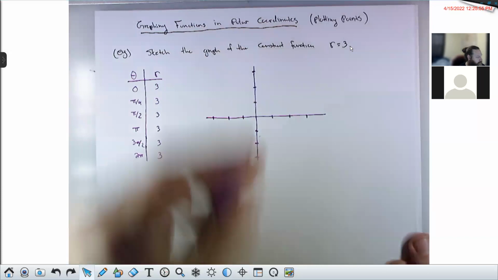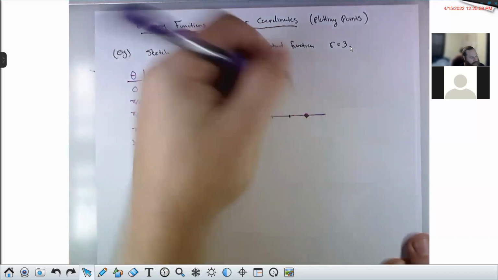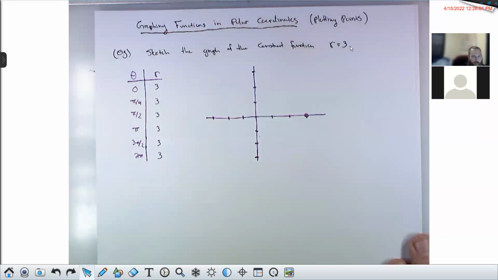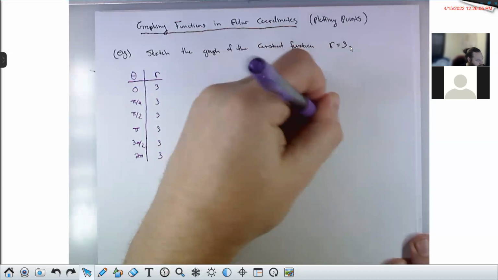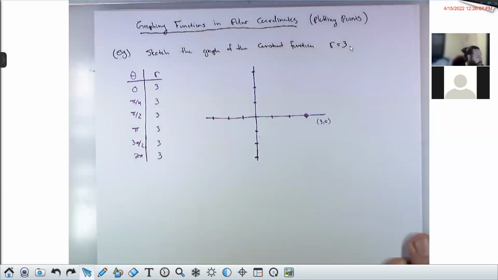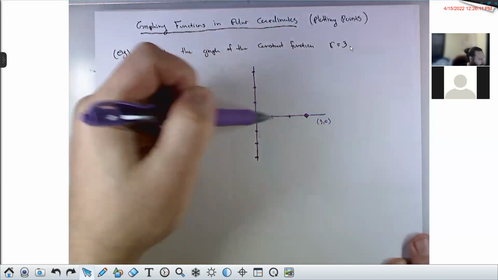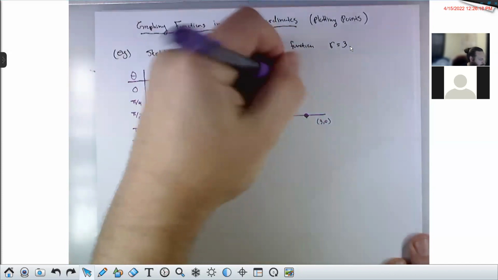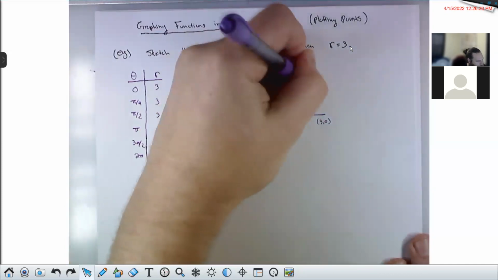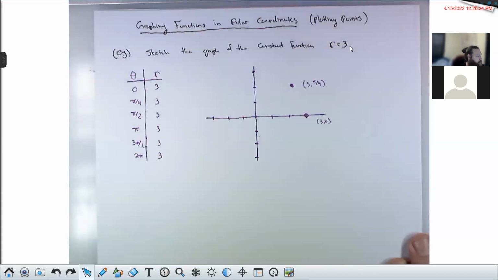All right. When theta is 0, r is 3. So there's theta equals 0, r equals 3. It's the polar point 3, 0. The r comes first, remember. When theta is pi over 4, r is 3. So I walk out 1, 2, 3, and then I rotate up by pi over 4. I'll put me right here. Here's the polar point 3, pi over 4.